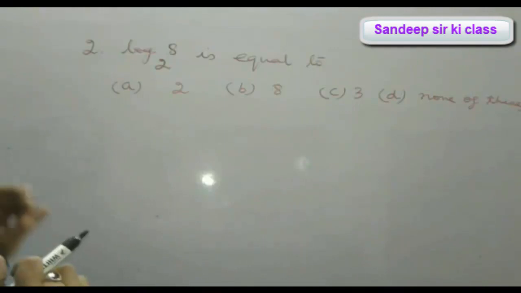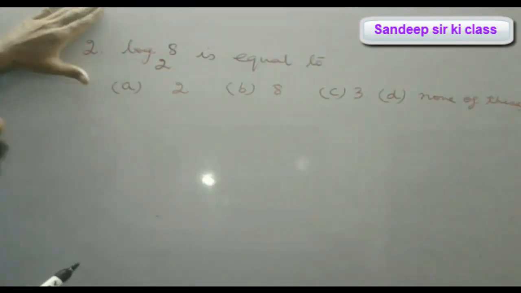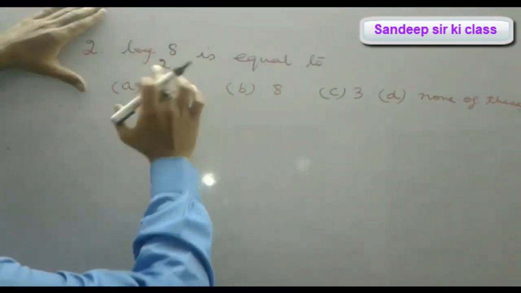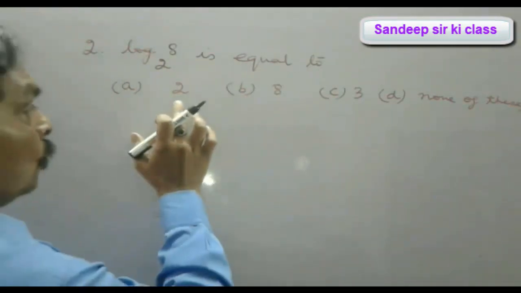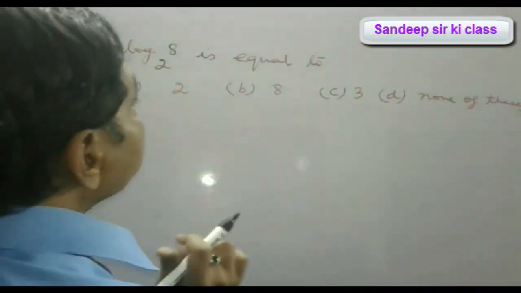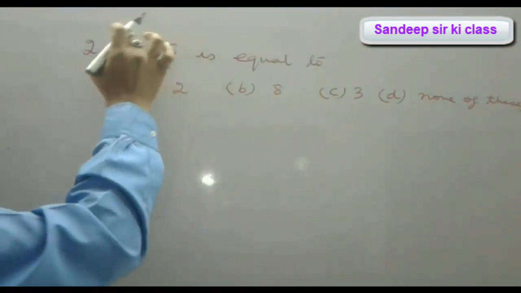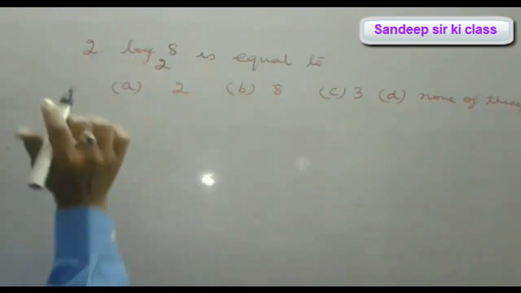Now we see question number 2. Question number 2 is that log of 8 to the base 2 is equal to. Options given are 2, 8, 3, none of these. Now we are to find log of 8 to the base 2.